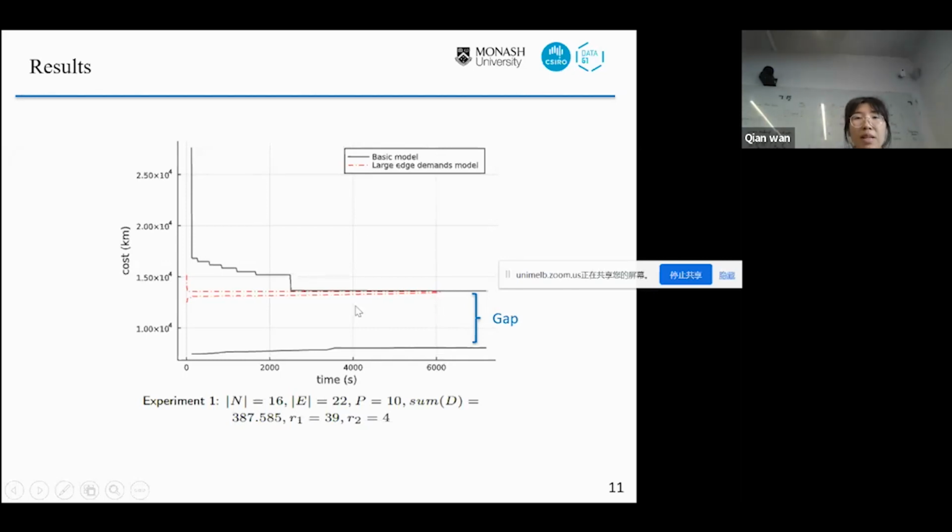But for the basic model, after 6,000 seconds, it still returns a very big gap. So the basic model returns a big gap, and the large edge model works more efficiently on a large demand-edge problem. Actually, we did a lot of different experiments in this part, but I'll only display one of these results. The other results are very similar to this one.